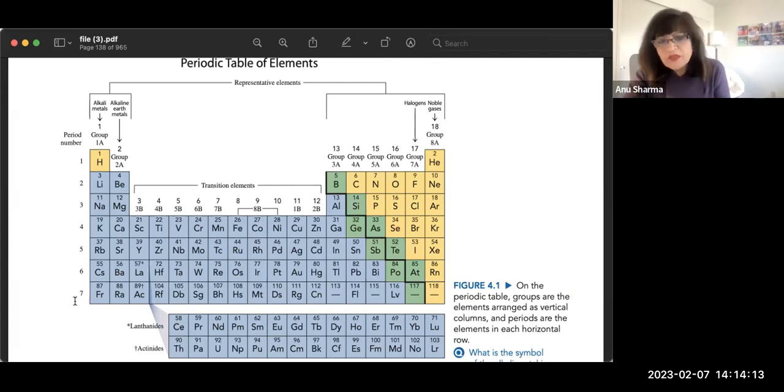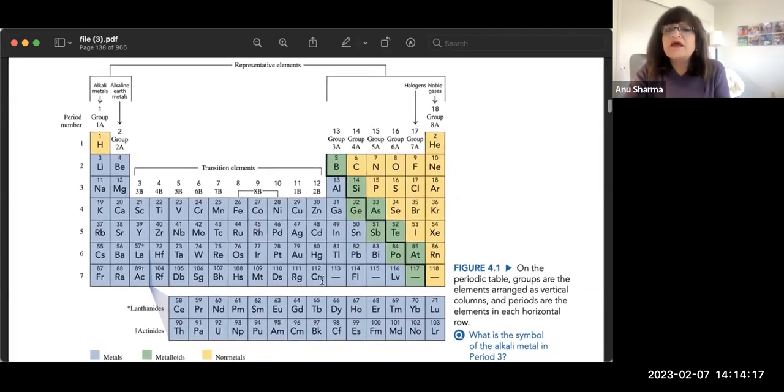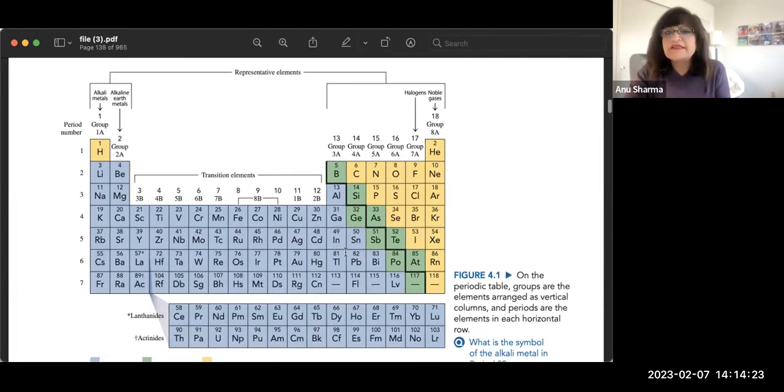Okay. Next, all the blue ones are the metals. The green ones are the metalloids, and the yellow ones are the non-metals. Now, the important thing that you need to know is that group 1A has only 1 electron in the last shell. So that is why it is 1A. So all of them will have only 1 electron in the last shell.